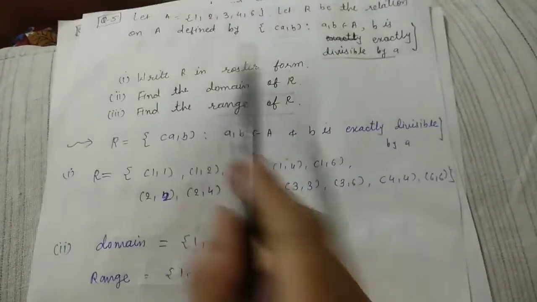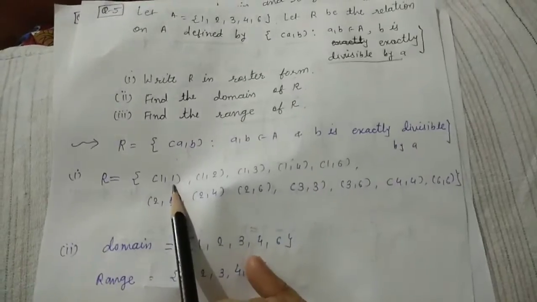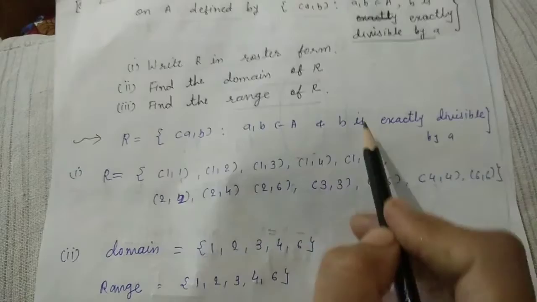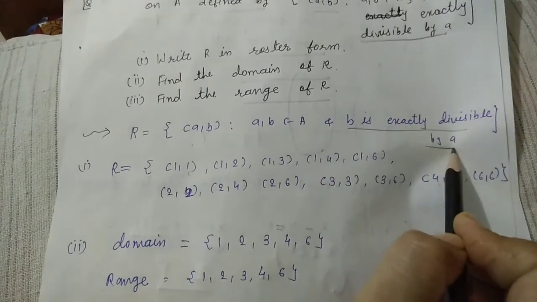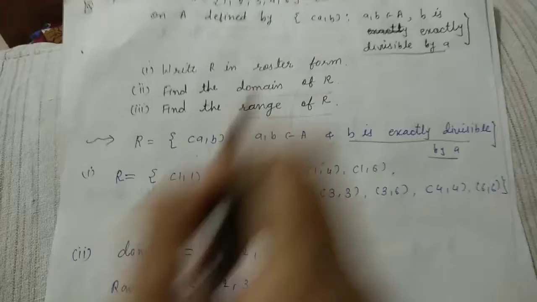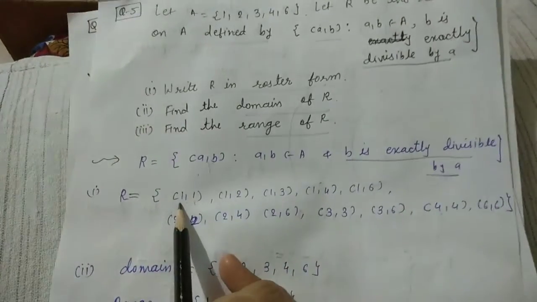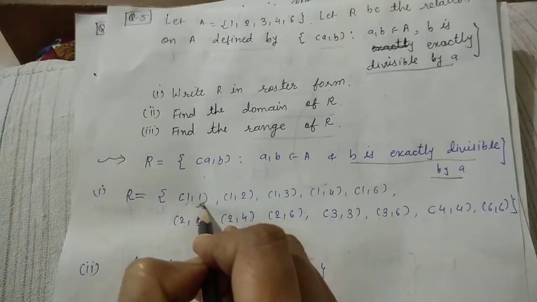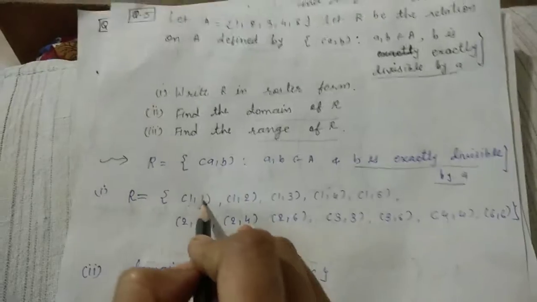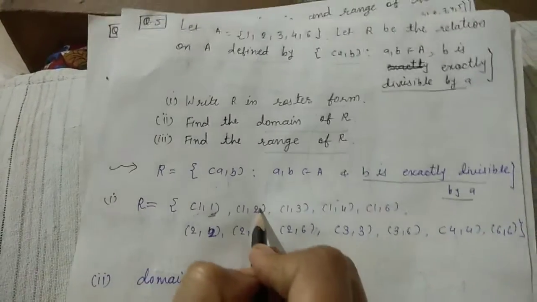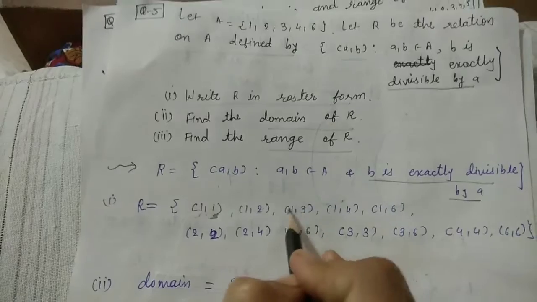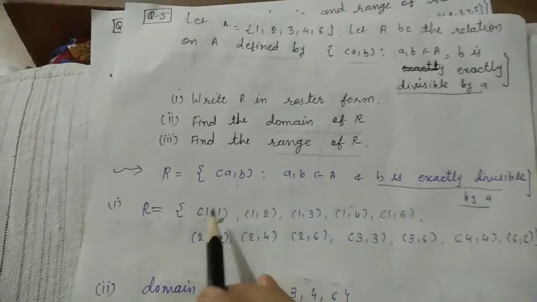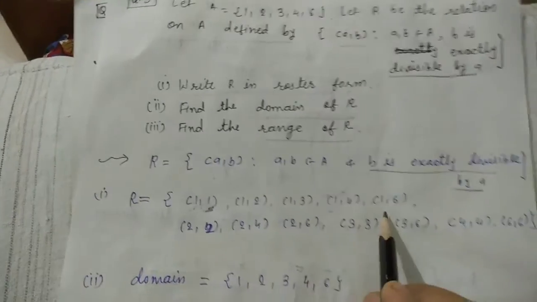So let me write down first your relation in the roster form. What is your R? R = {(a, b) : a, b belong to A and b is exactly divisible by a}. So if I take a from the capital A, that is 1, then 1 will be divisible by 1. Okay, we have to check the second number is divisible by the first one. So 1 divisible by 1, yes. 2 will be divisible by 1, yes. 3 is divisible by 1, yes. 4 divisible by 1 and 6 divisible by 1. So (1, 1), (1, 2), (1, 3), (1, 4) and (1, 6).